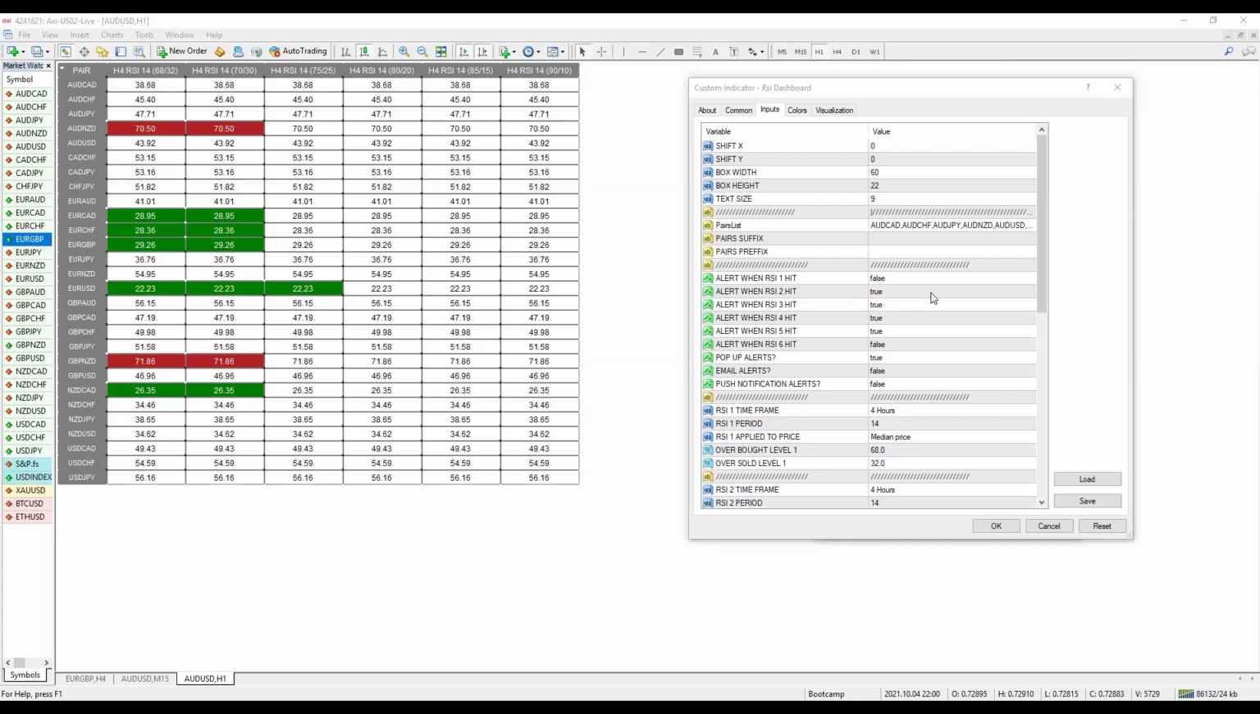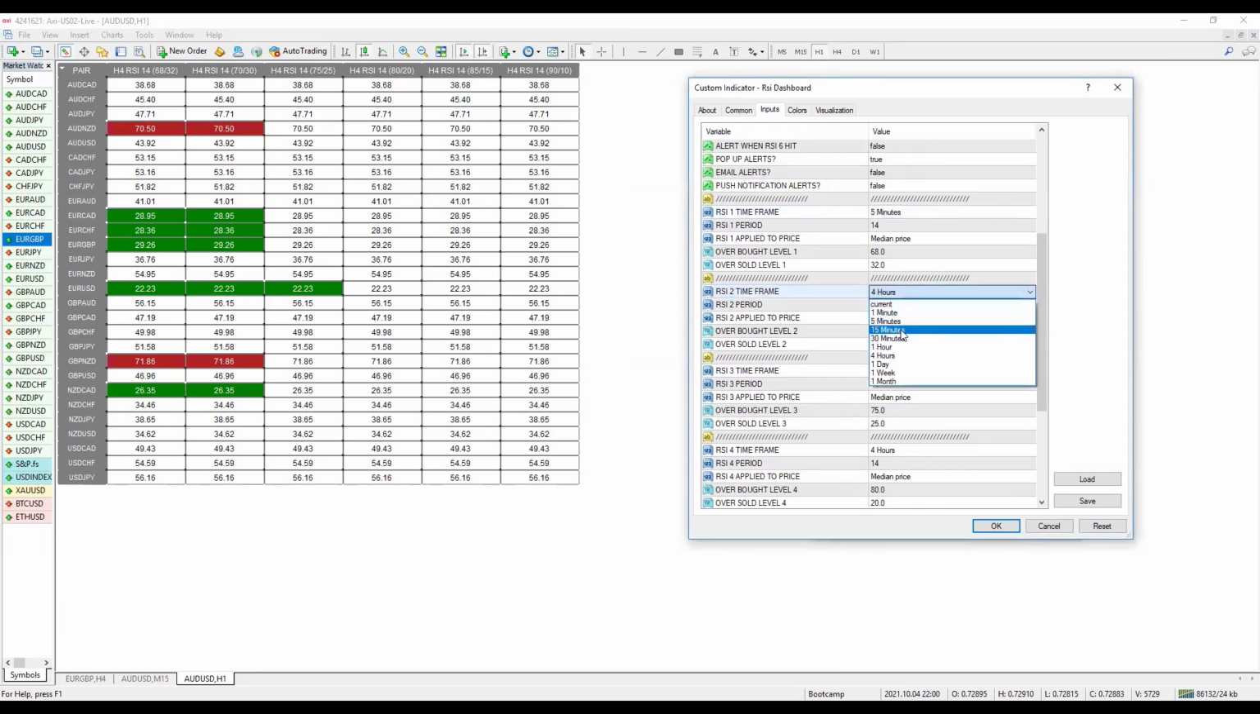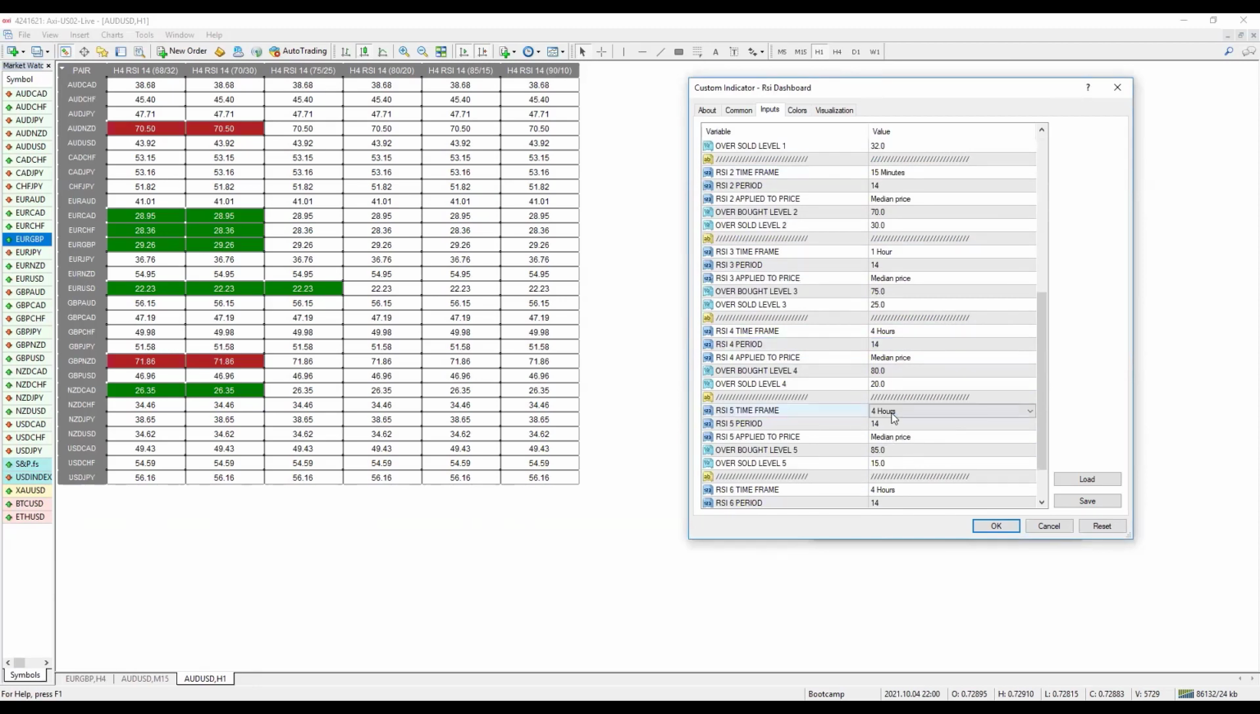You can also set this up to monitor multiple time frames. Instead of using this as a strength meter to show you one time frame, you can set it up to show the 5 minute, the 15, the 1 hour, the 4 hour, and the daily. On the daily, I'll probably want to use the same levels. Let's go with 70-30 on all of them. Those are nice levels to use.